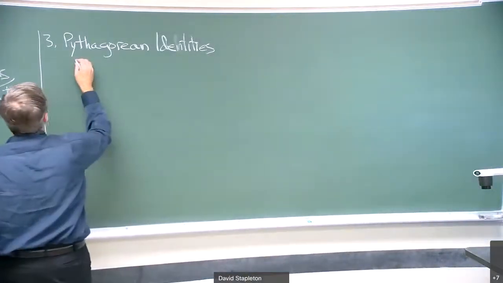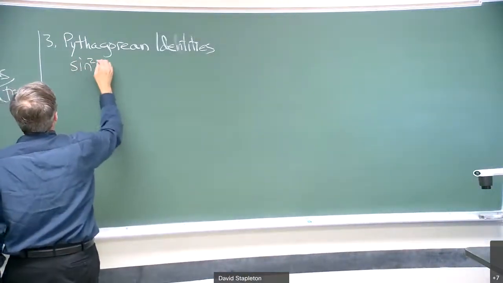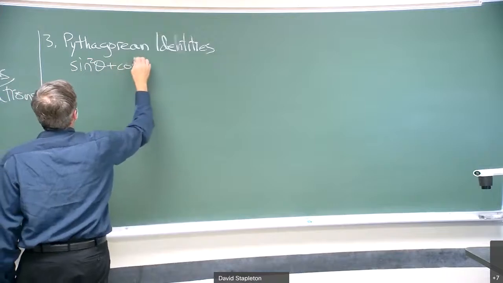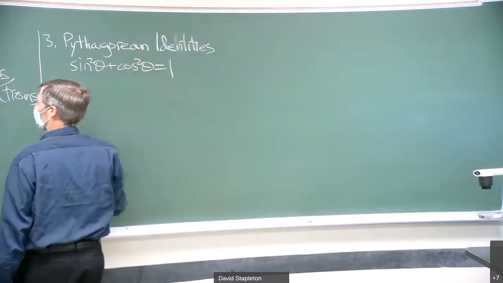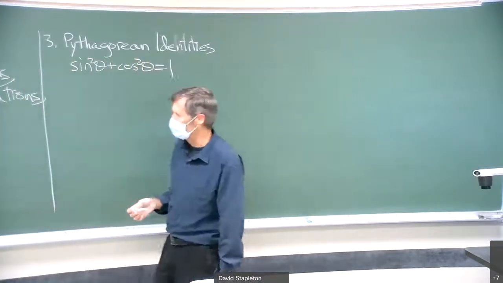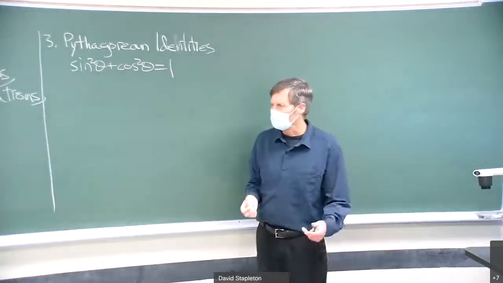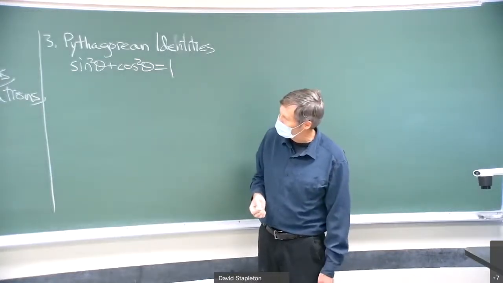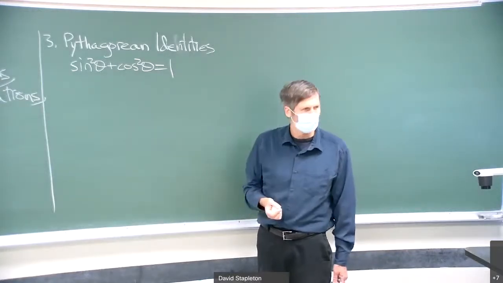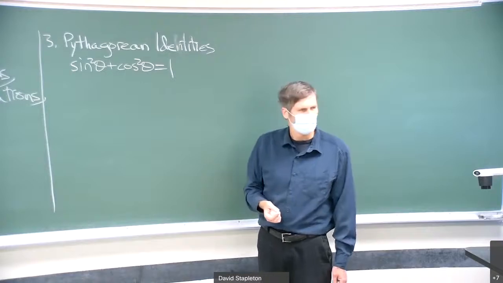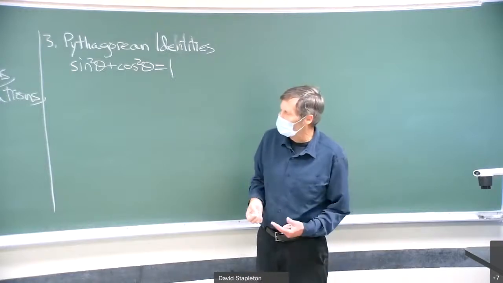First one is sine squared plus cosine squared equals 1. And you start to get a lot of these and wonder, how am I ever going to memorize all these things? Anybody got any ideas? How did you memorize these things so far? Some of them you kind of memorize in pairs, right?